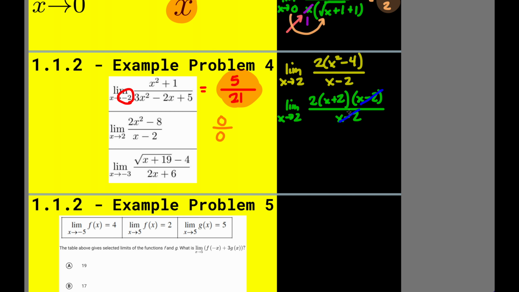X minus 2 is going to cancel here, and now you're left with 2 times x plus 2. Now what we can do is just do direct substitution on this, and you end up with 2 times 4, which is 8, and the answer for this one is 8.